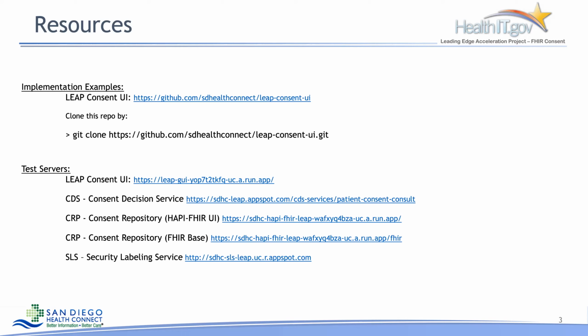So we've got the LEAP consent UI. We've got the consent decision service. We're running FHIR on the back end, so we've got the consent repository and the actual endpoint that we do work on, which is the FHIR base. And then our consent UI uses the security labeling service to analyze sensitivities within the patient record. So we've got a hook in there as well. These are the services that we're using during this session.